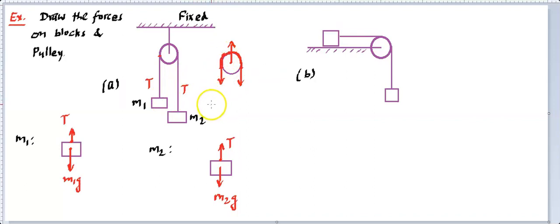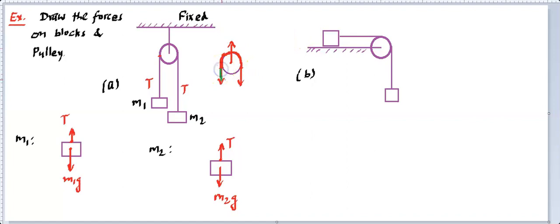That means it might come to your mind, what about at this point? Here also a string is there. But yes, here one part will be applying tension in this direction, another part in this direction. They will be summing up to 0. That means they become internal forces. So we do not show the forces which are internal. We show forces only which are external.